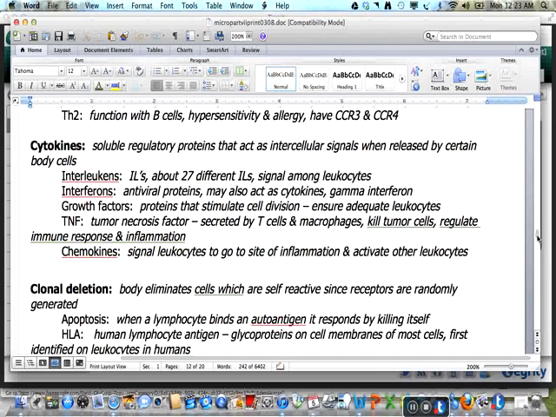The cytokines signal the leukocytes to go to the site of inflammation and activate other leukocytes. These are a big part of the regulation of the immune system.